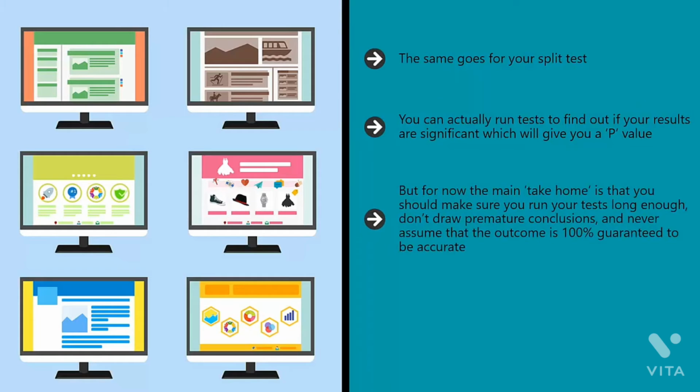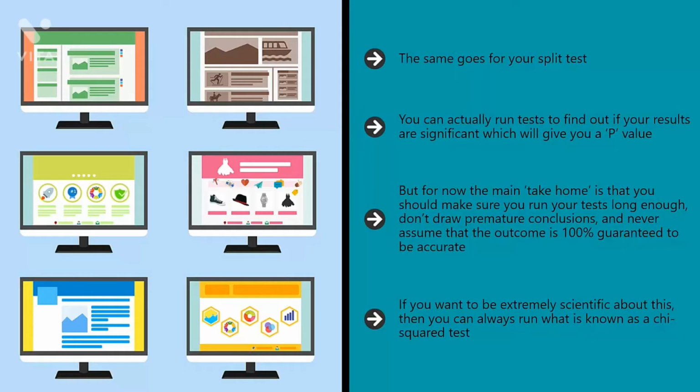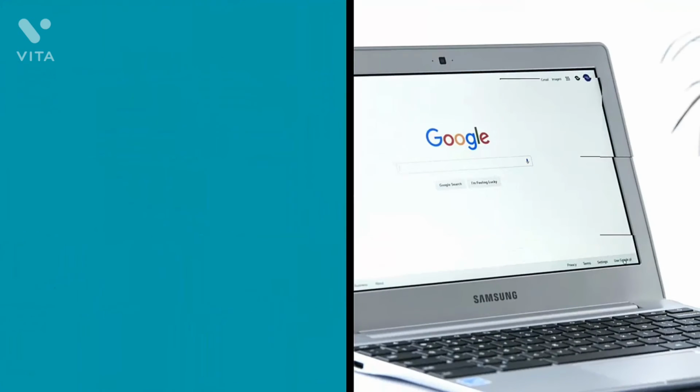But for now, the main take-home is that you should make sure you run your test long enough, don't draw premature conclusions, and never assume that the outcome is 100% guaranteed to be accurate. If you want to be extremely scientific about this, then you can always run what is known as a chi-squared test. This is a test of significance, which is a calculation that takes numbers, crunches them, and provides a p-value. You can use the number of impressions on each page in order to do this, or the page ranking over a given amount of time.